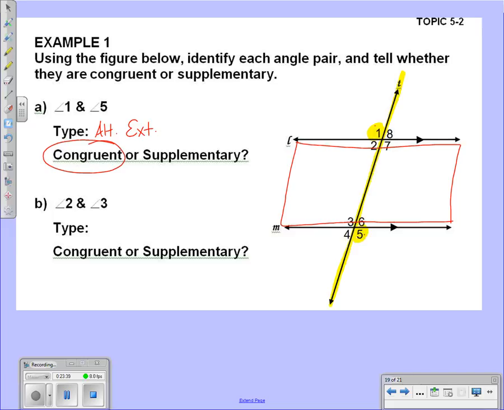Looking at angle 2 and angle 3. Here's angle 2, here's angle 3. So I'm noticing they are on the same side. But now I have to figure out, are they same side interior or exterior? Well, they are both inside the parallel lines. So this means that they are same side interior. And if they're same side, that means they're supplementary. When you're doing same side, you must say whether or not they are interior or exterior.